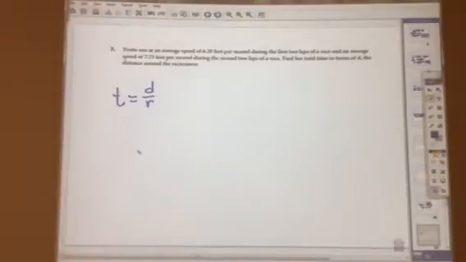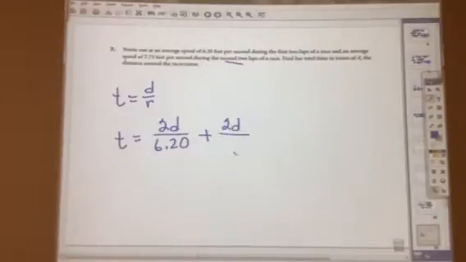Let's look at her first average speed. Her first average speed is going to be 6.20 per second during the first 2 laps. So her distance is going to be 2D because we're talking about 2 laps around the racetrack. Then she's going to run another 2 laps, which would make 4. And this time her speed is going to be 7.75 feet per second.